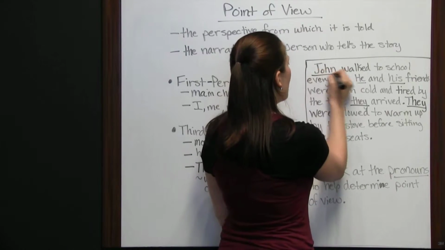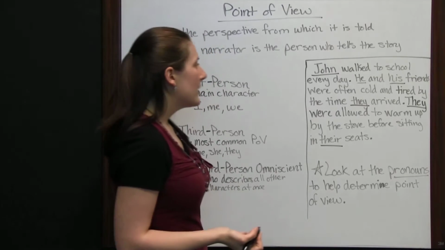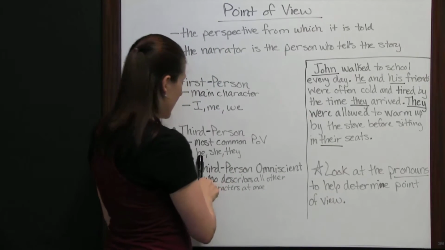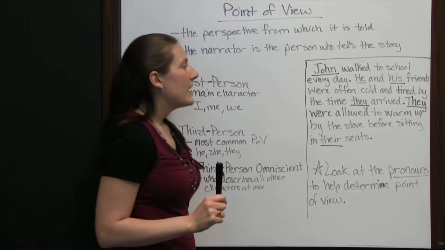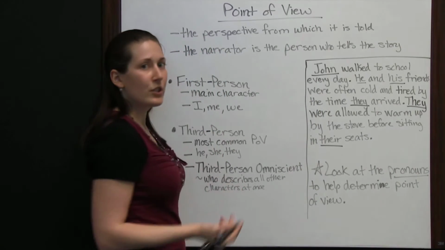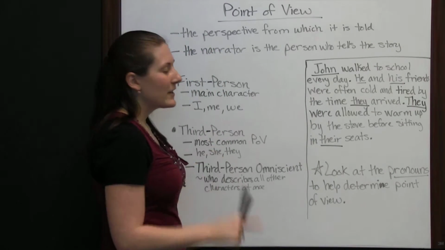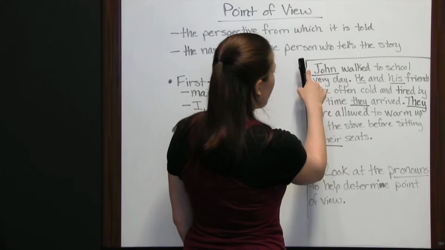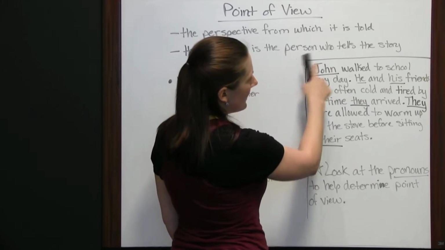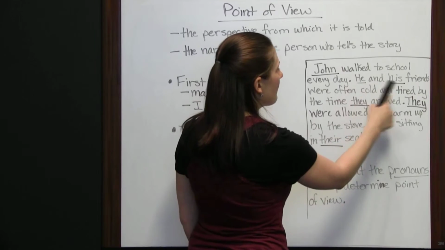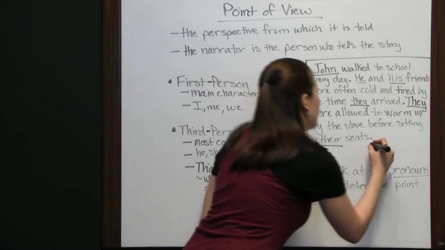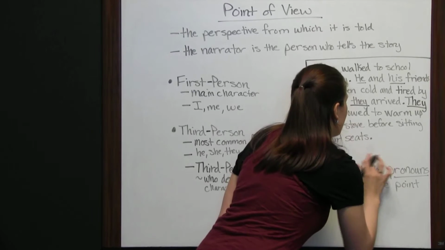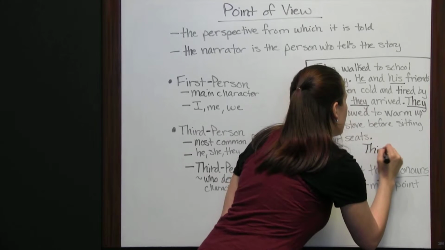And it started with John. So the narrator is using he and they and someone's name. Now, first person could use someone's name, and that's why it's important to look at the pronouns. But the narrator starts talking about John, and then uses all of these third person pronouns. The narrator is a third person narrator here. Oh, let's write it out. Third person.